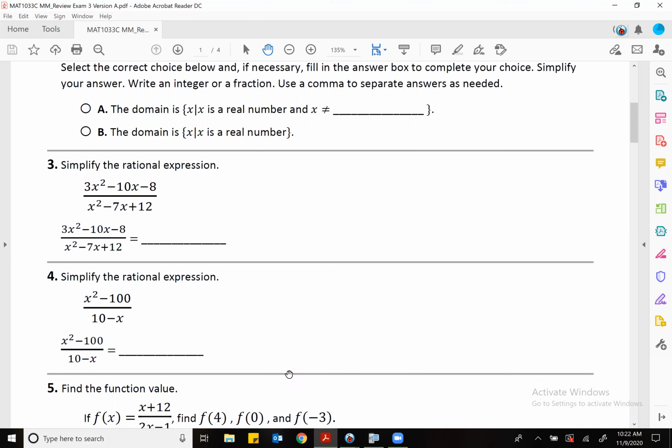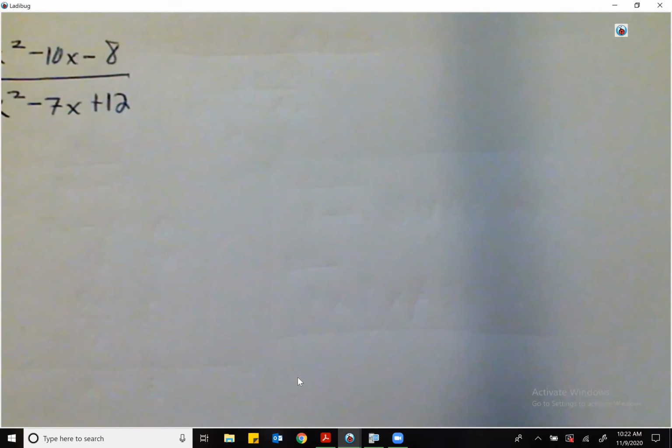So, now, number 3. It says simplify this rational. So how do we simplify rationals? What do we got to do first? For this 3x squared minus 10x minus 8 all over x squared minus 7x plus 12. How do we simplify?